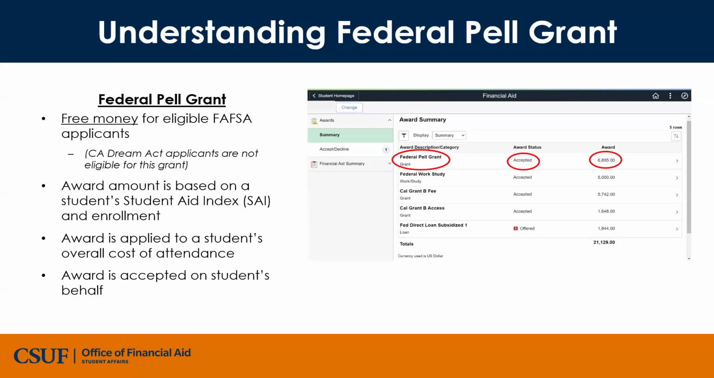The federal Pell Grant is free money for eligible FAFSA applicants. The award amount is based on the student's Student Aid Index, known as the SAI, and enrollment. The award is applied to the student's overall cost of attendance. The award is accepted on the student's behalf. Something to keep in mind is that California Dream Act applicants are not eligible for this grant.